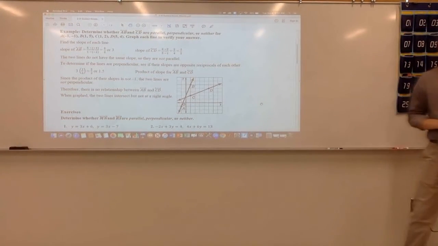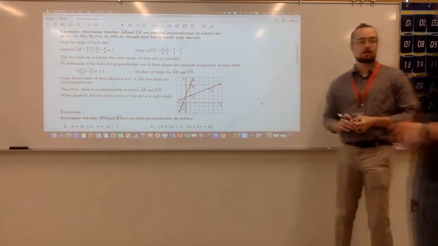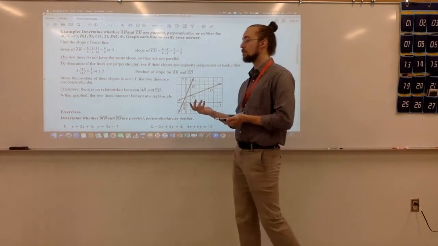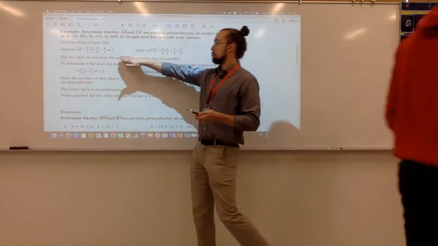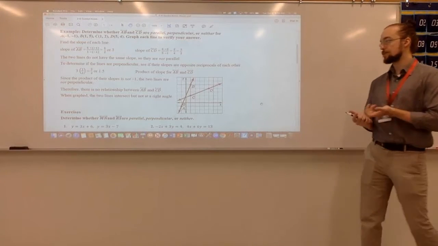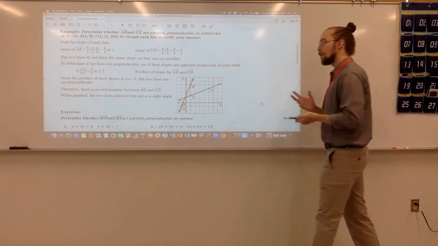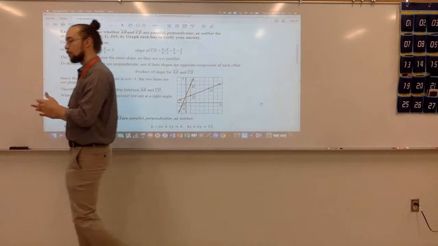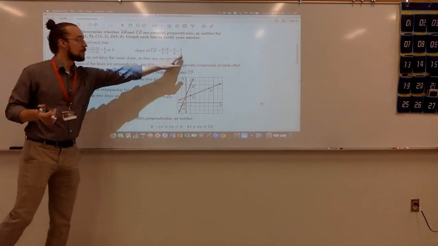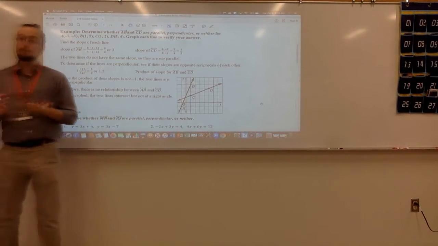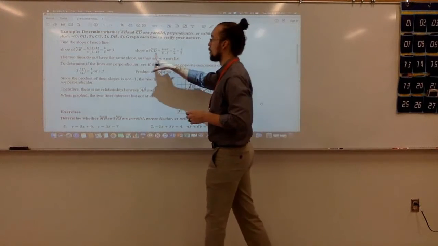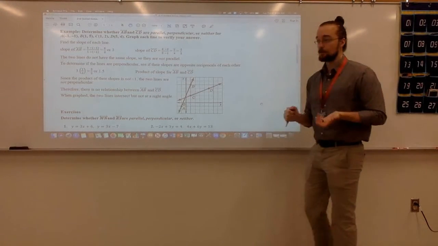So did we get slopes of 3 and 1/2? Okay, 3 or 3/1. So those are obviously not the same, so they're not parallel. They're not opposite reciprocals either, so they're not perpendicular. Another way to think about perpendicular is if you multiply the two slopes together, they would be -1. If you multiply opposite reciprocals together, you should get -1. So you can also think about multiplying the slopes together. If you get -1, they're perpendicular.